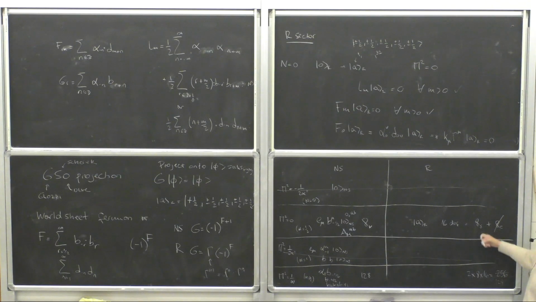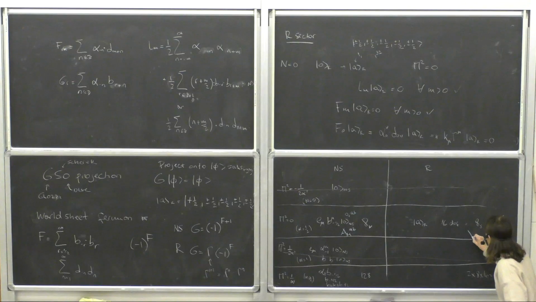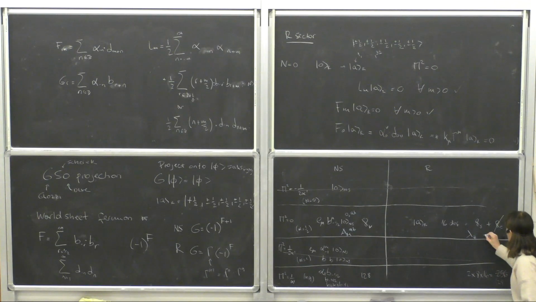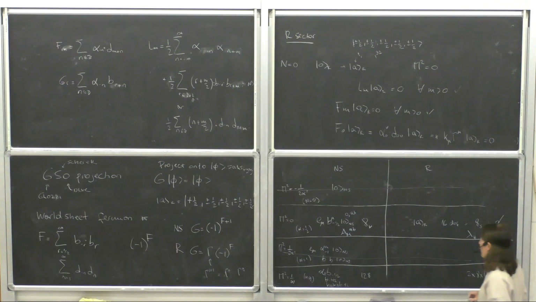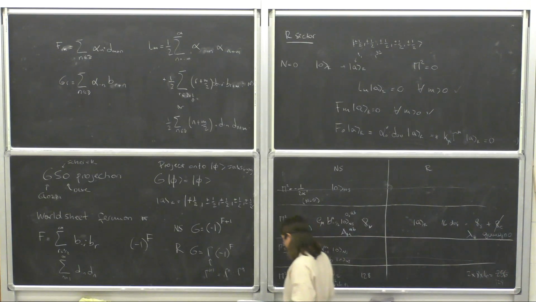And this is its superpartner, so this is called the gaugino, lambda G, for gaugino. So a gauge field and a gaugino.